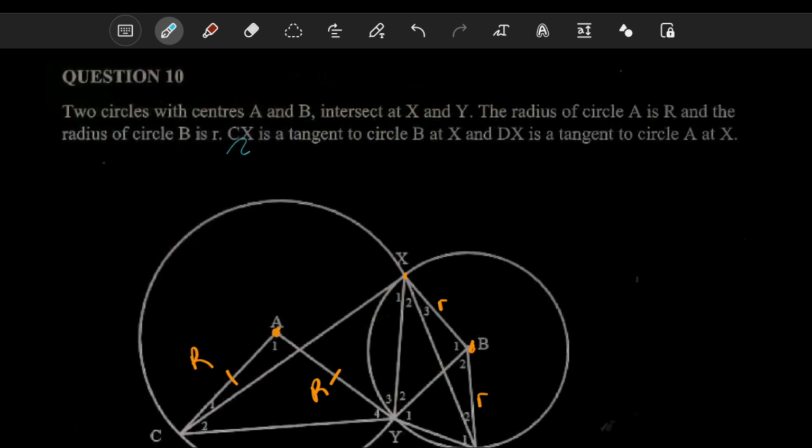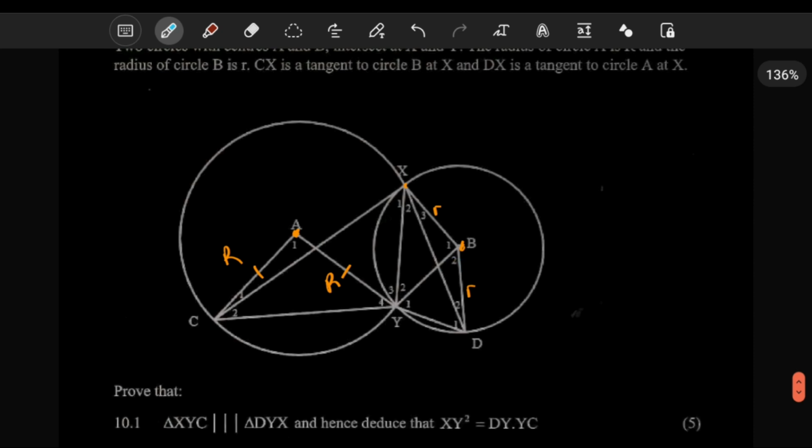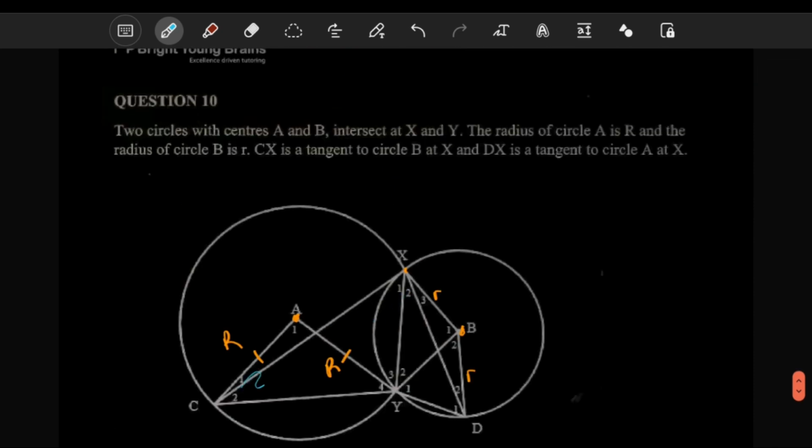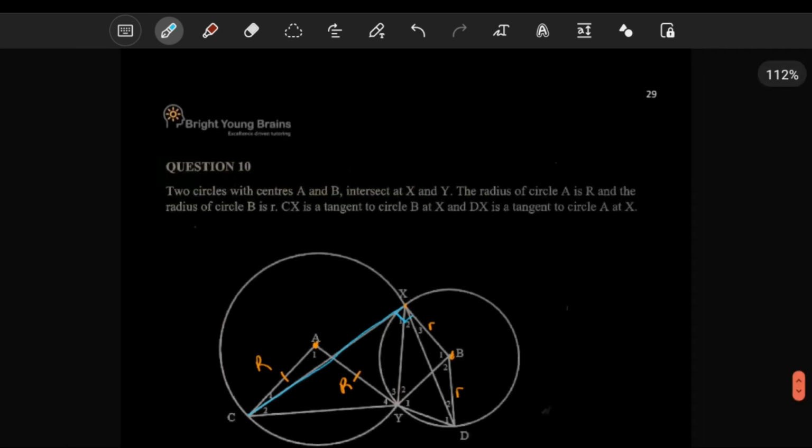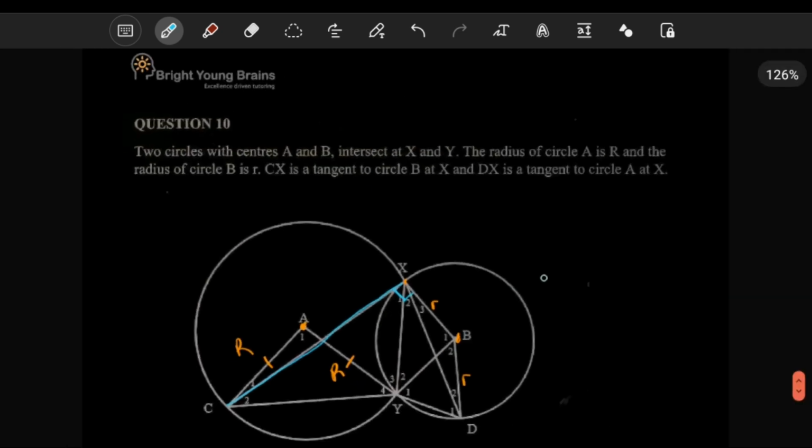But anyways, here it says CX. Where is CX? CX is a tangent to the small circle. So this is CX over there. It's a tangent to the small circle. So if this is the radius, it means that this angle here is 90 degrees. And then it says it's a tangent at X, and it says DX. Where's DX? DX is a tangent to the big circle.